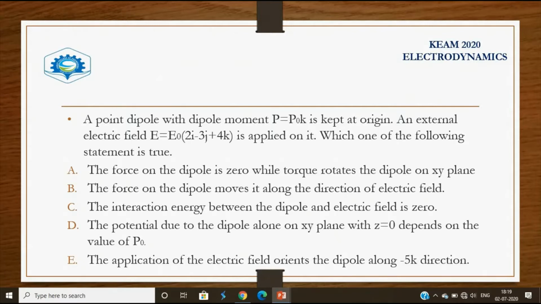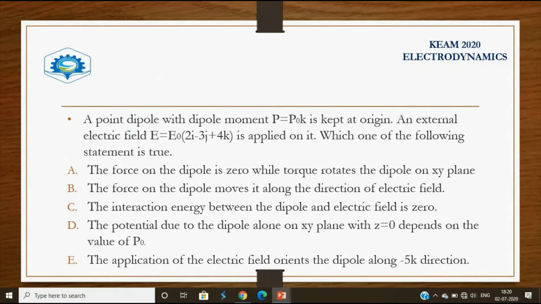The statements are, the first one, the force on the dipole is 0 while the torque rotates the dipole on xy plane. The second statement is, the force on the dipole moves it along the direction of the electric field. The third one is, the interaction energy between the dipole and the electric field is 0. The fourth one is, the potential due to the dipole alone on xy plane with z equal to 0 depends on the value of P0. And the last one is, the application of the electric field orients the dipole along minus 5k direction.